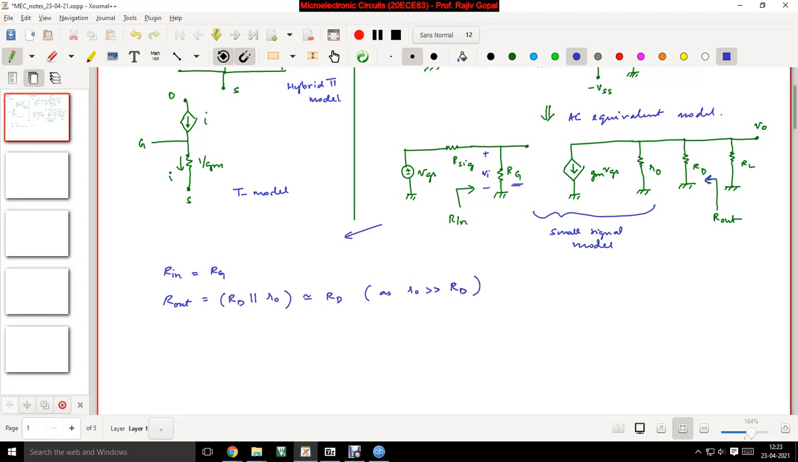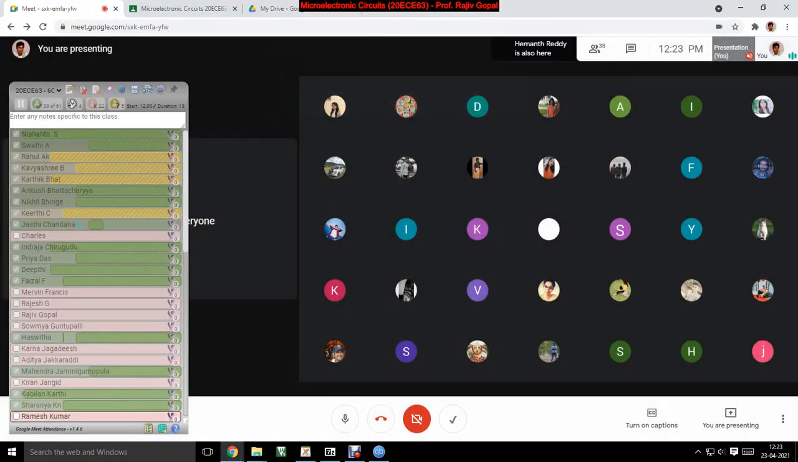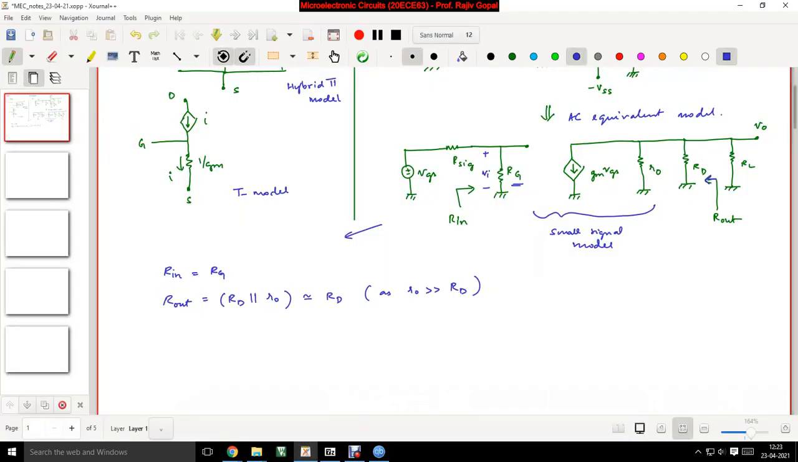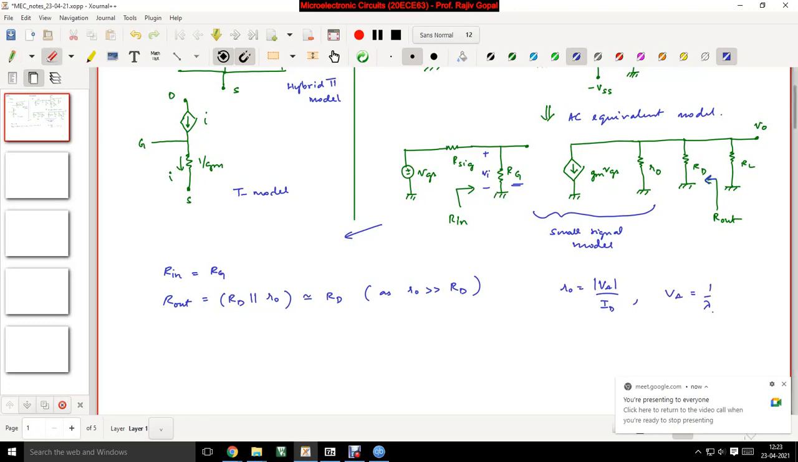So if I don't consider channel length modulation, then Rout will be simply RD. Why? Because r0 depends on the channel length modulation factor. We wrote r0 as VA by ID, where VA is 1 by lambda. So these are the Rin and Rout relations.